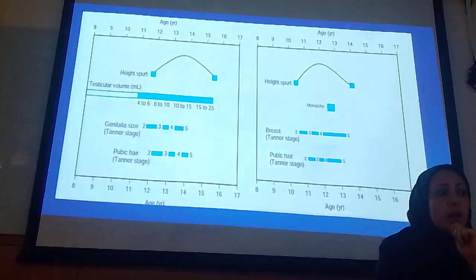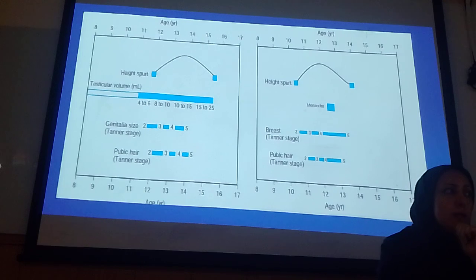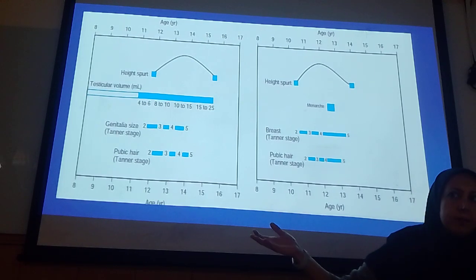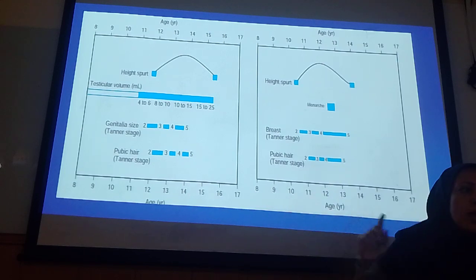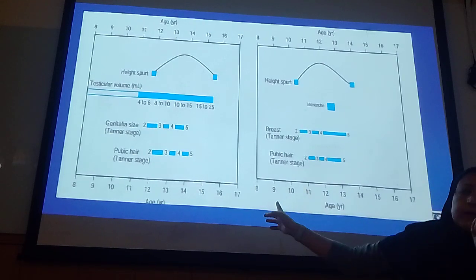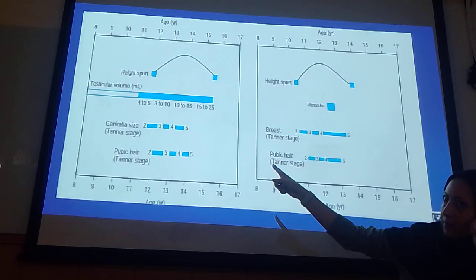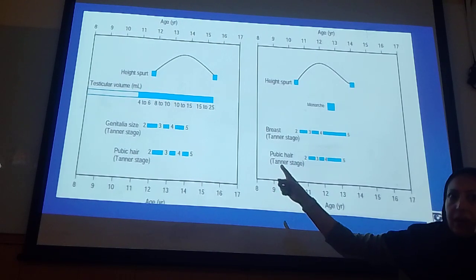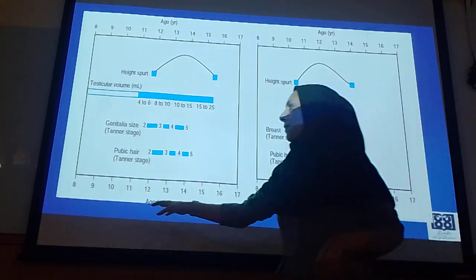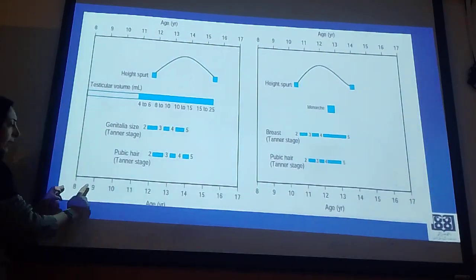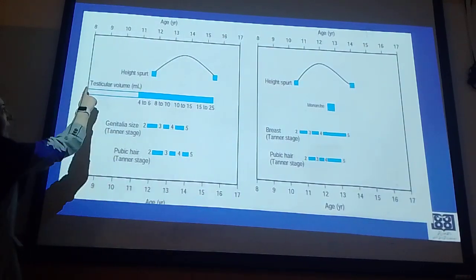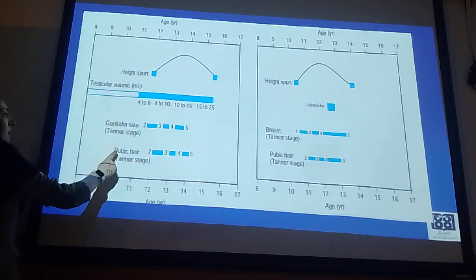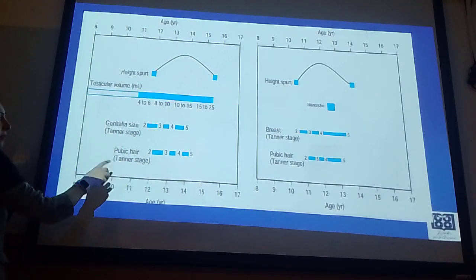And this slide is very, very important because it shows the sequences of pubertal events in girls and boys. This is for boys and this is for girls. What is the first sign of puberty in boys? You can read the ages: 9, 10, 11, 12, 13, 14, 15, 16, 17. Testicular, and these are the changes that occur in development.